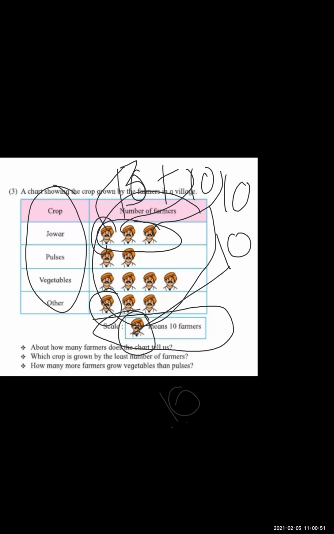Very good. Keep it up. Very nice, beta. In the vegetable column, how many farmers are there? Total 40 farmers are there. Okay. Good. Now, the next question.